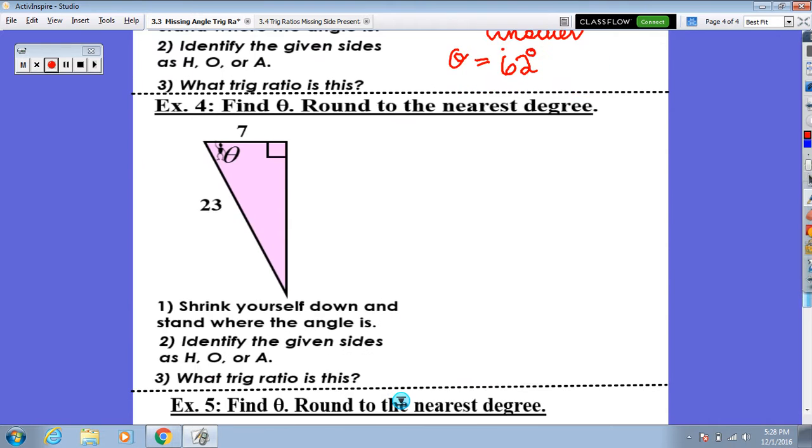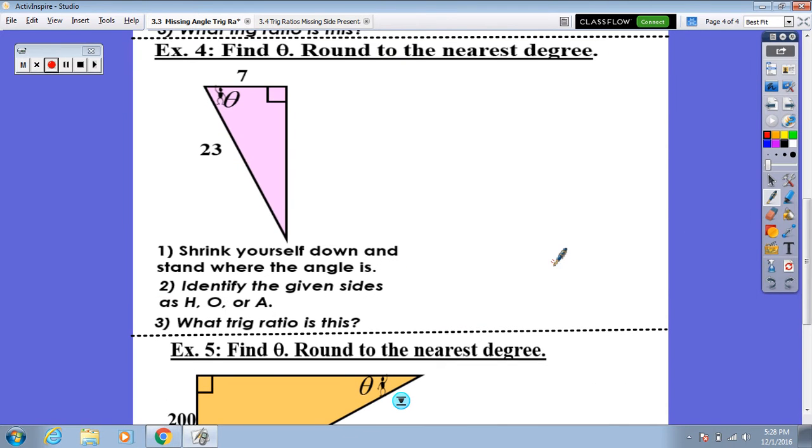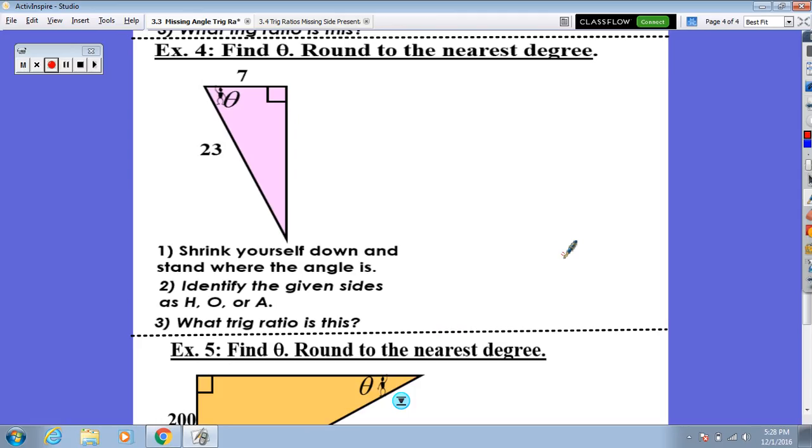Now I would like for you to try number 4 on your own. So Ms. Hall, if you would please pause the video and allow them to try this on their own, and then click play when everybody's ready. Okay, so once again, I hope that you actually try to work these problems by yourself first before waiting for me to give you the answer. So here we go.